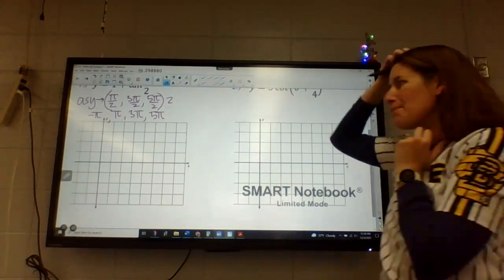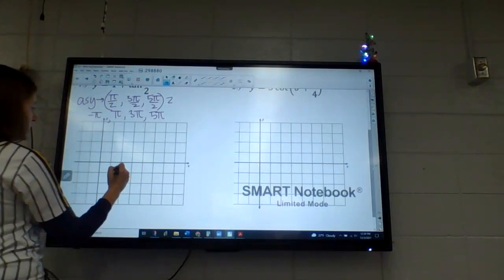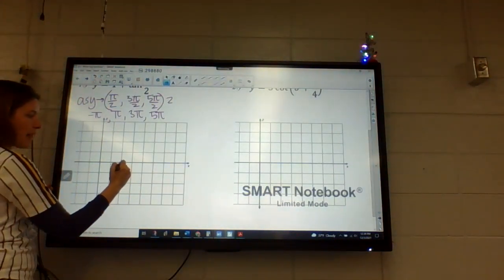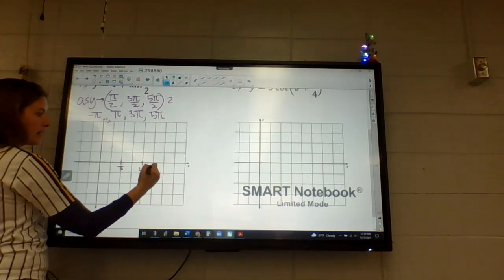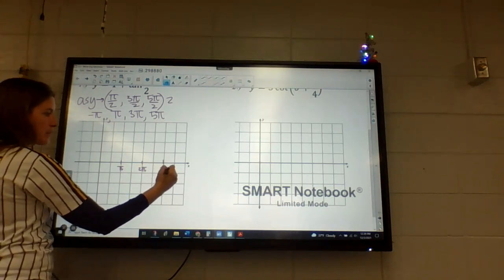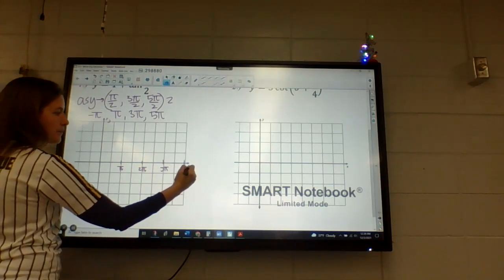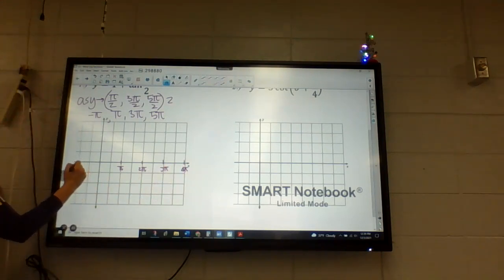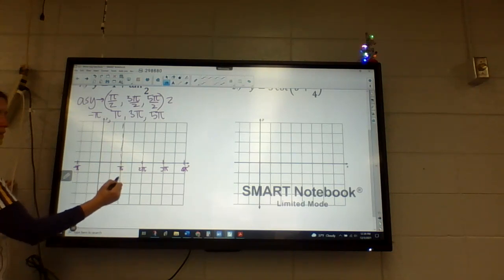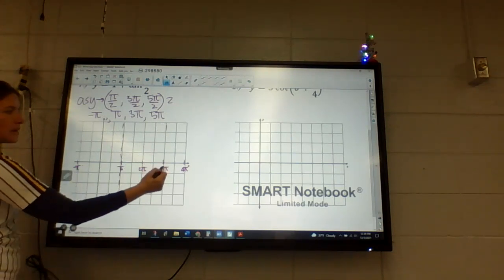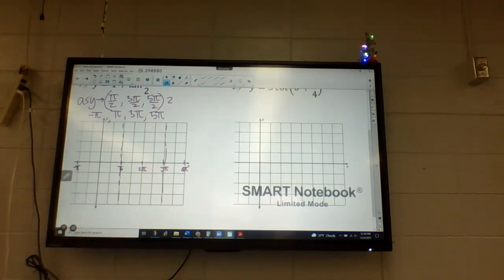When I do this, I'm probably going to do pi over 2, I guess. So if I make this pi, this would be 2 pi, 3 pi, here's 4 pi. So back here is negative pi. I don't know how you guys set yours up. Pi over 3 is the same. Okay. So asymptote here, and there.